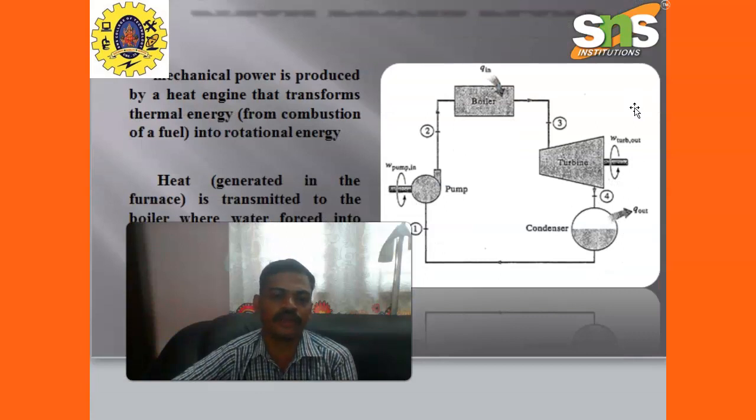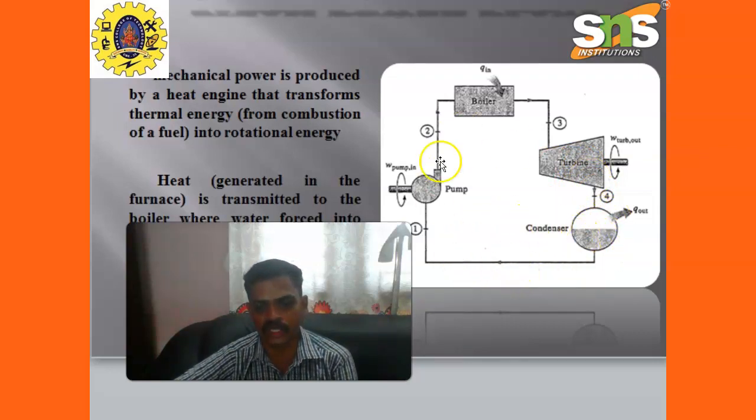The mechanical power is produced by a heat engine that transfers the thermal energy from the combustion of a fuel into rotational energy. The heat generated is transmitted to the boiler, where water forced into the boiler by the feed pump is converted into steam. The steam produced by the boiler enters the turbine, where it works. After completing the process, the low pressure steam enters the condenser, where it is converted to water, and again recirculated to the pump.